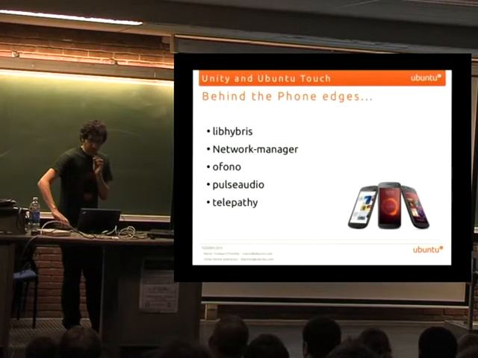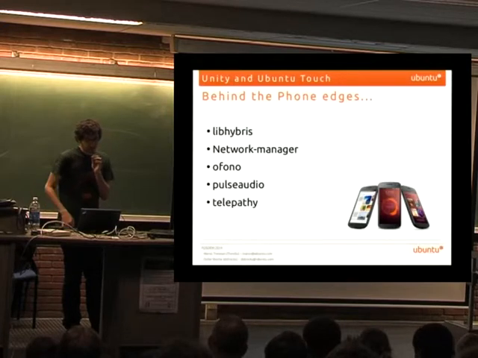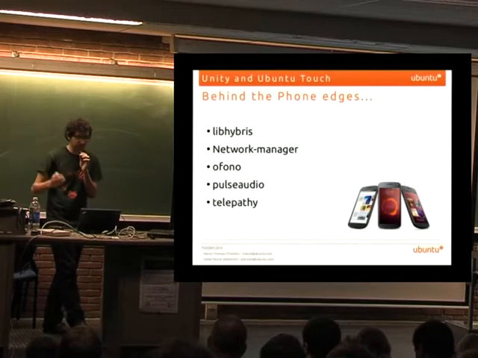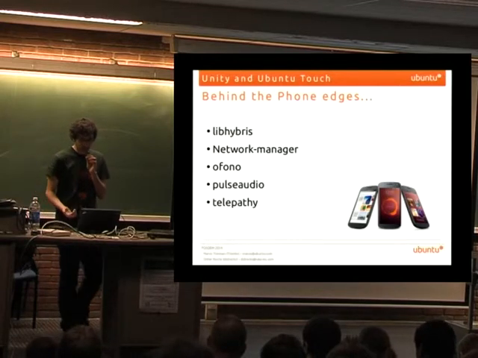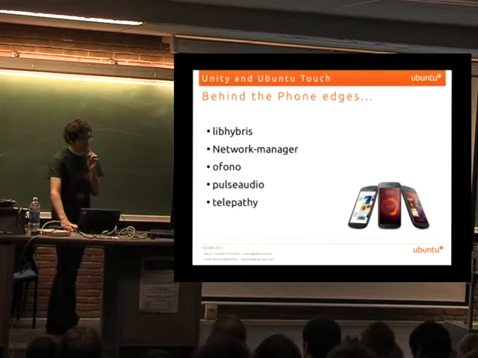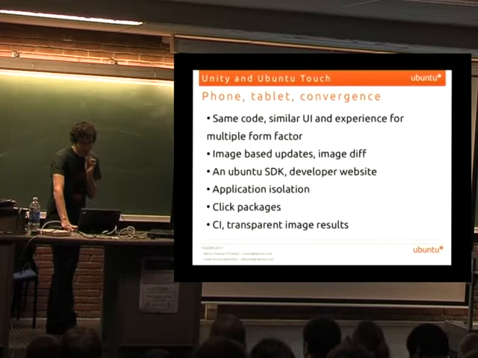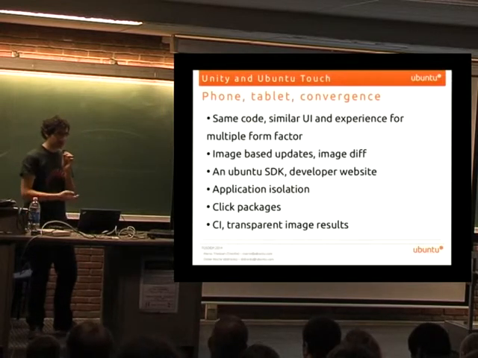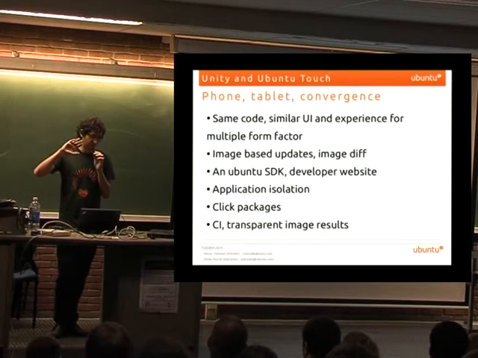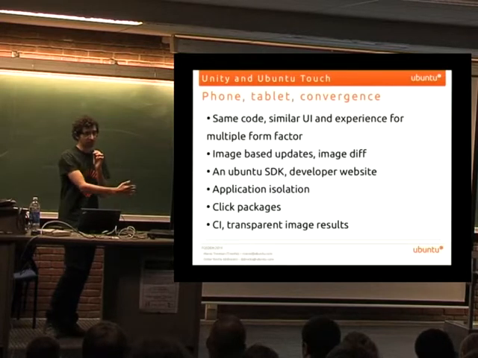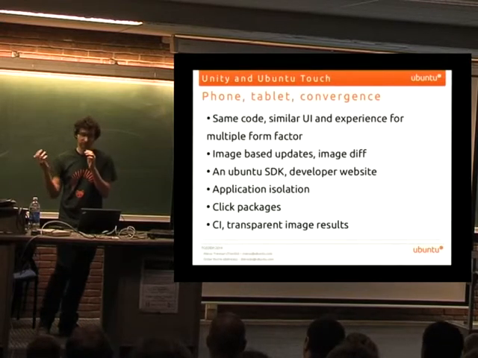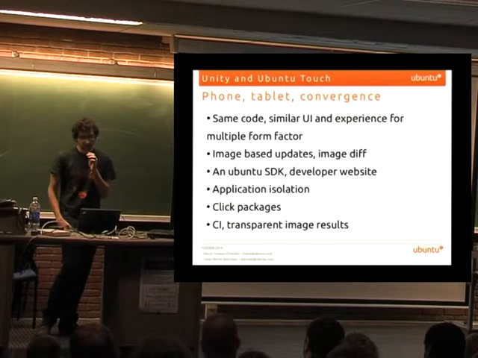As I told, we are using libraries: Network Manager for the connection, Ofono for all the phoning part, Pulse Audio for the sound, and Telepathy for all the contacts. The goal of this convergence is to have the same code running everywhere, with a familiar UI between all those form factors, but a slightly different experience, so that you really have a phone experience on your phone and you don't get the desktop experience on your phone.